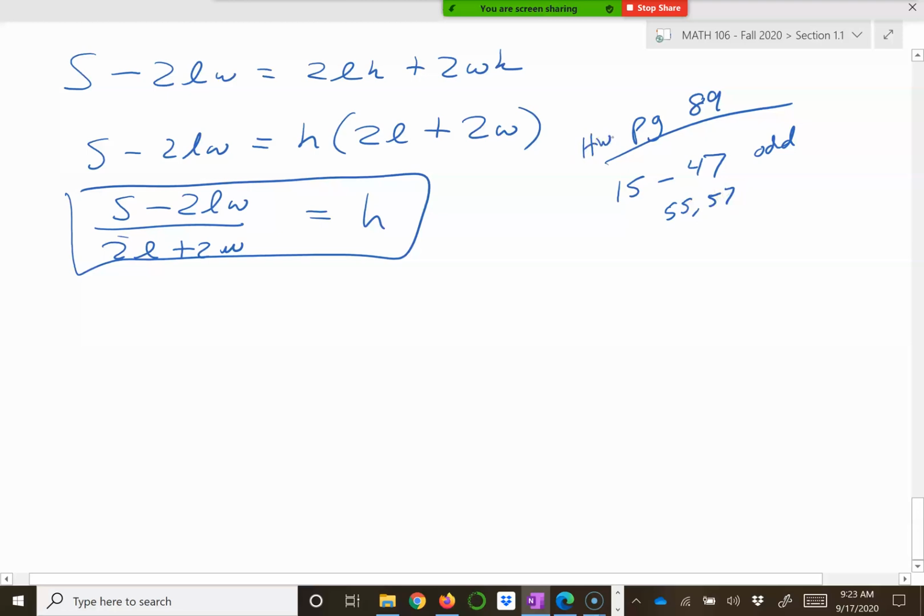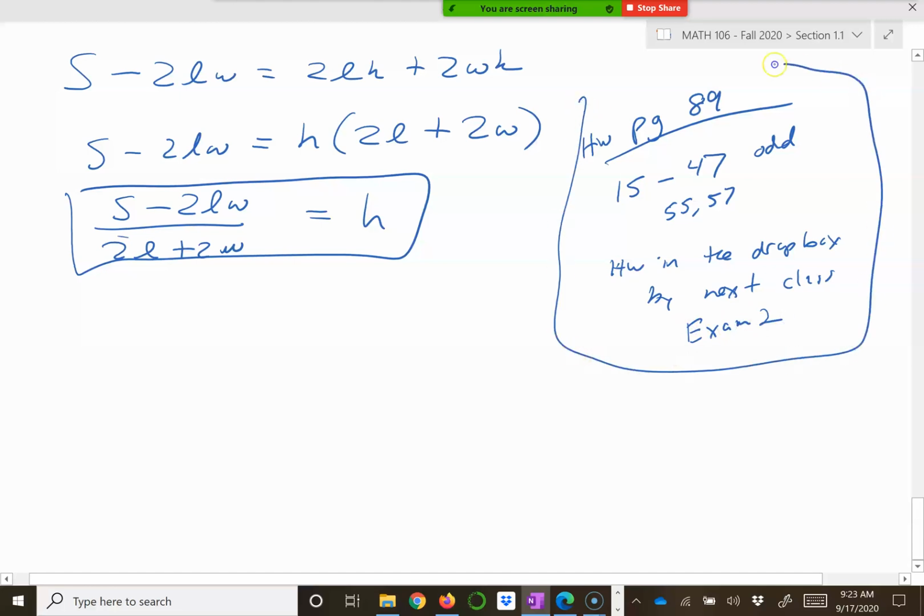Now, it's a Thursday, I think, right? So you're going to put this homework in the Dropbox by next class. Now this will be the first homework for exam 2. So if you hand this in and it's satisfactory, you'll get plus 2 points towards exam 2. And again, these sections are a little smaller than some of these other ones that we've been dealing with. So that's section 1.1.